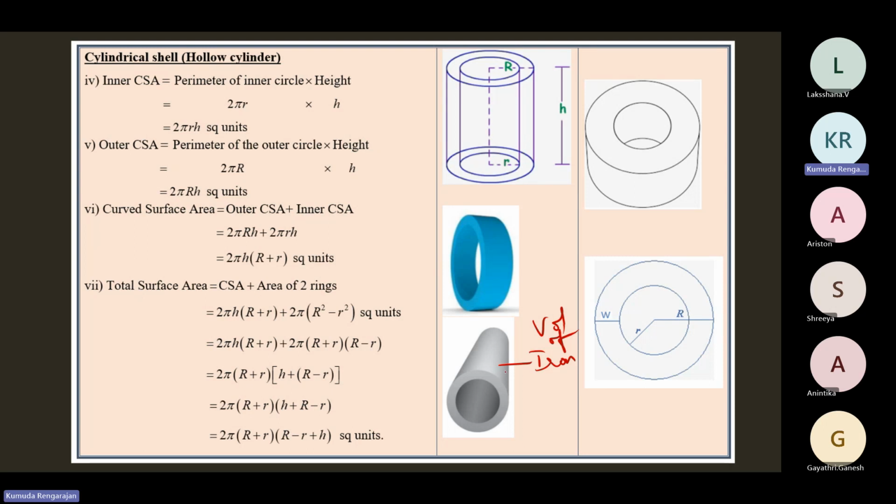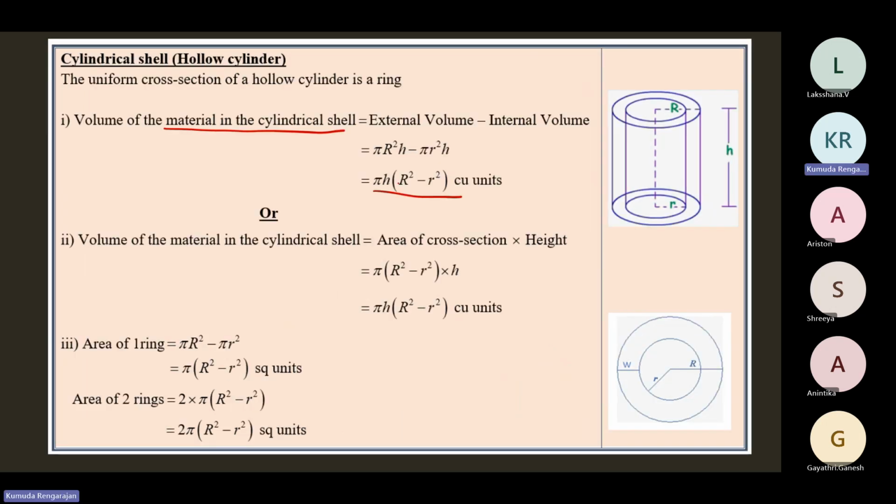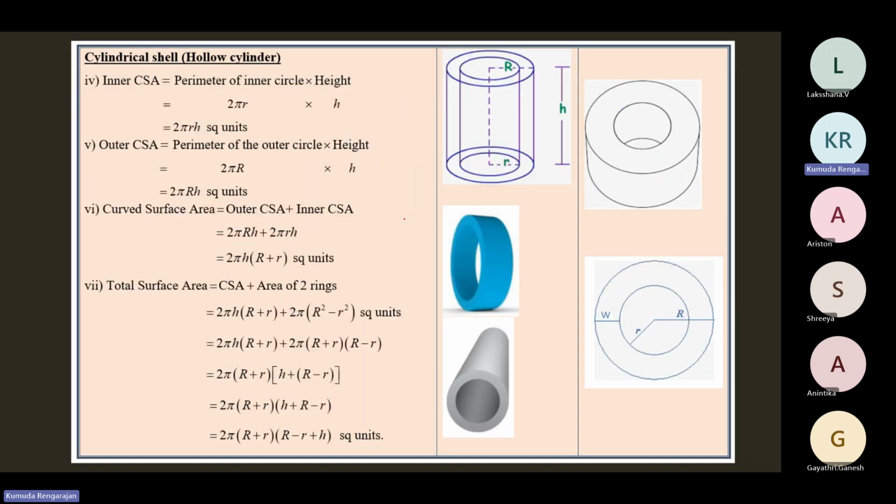If we have to find the volume of the material, the volume of the iron used to make this pipe, then you'll have to use this formula: pi h into capital R square minus small r square. This formula will help you to find the volume of the material. How much material is used in making this pipe? That's about volume. Pi h into capital R square minus small r square. That's over.